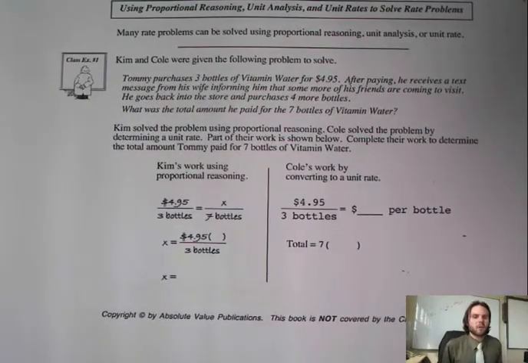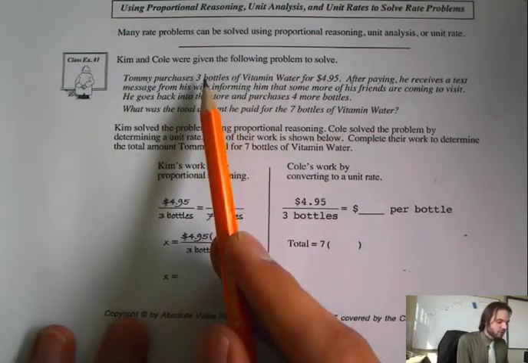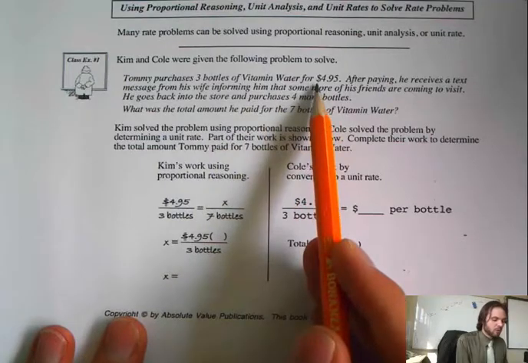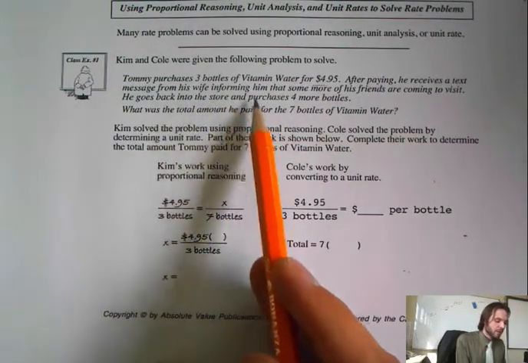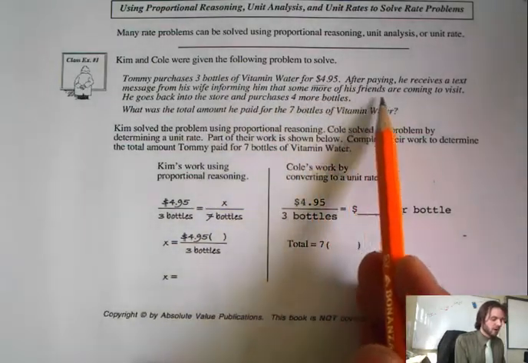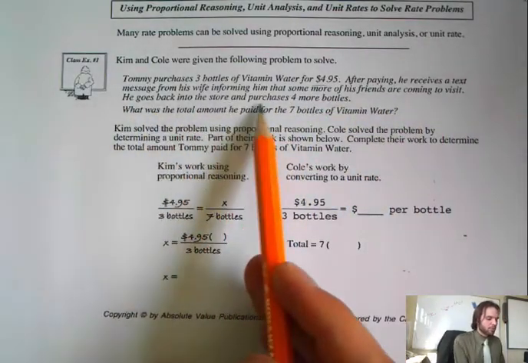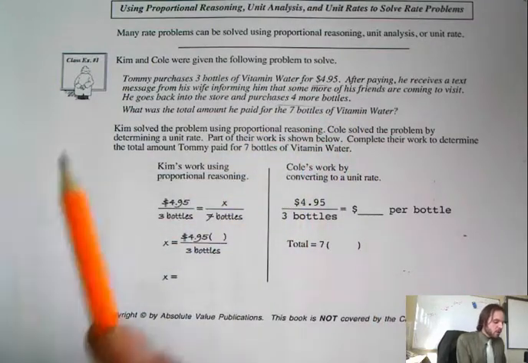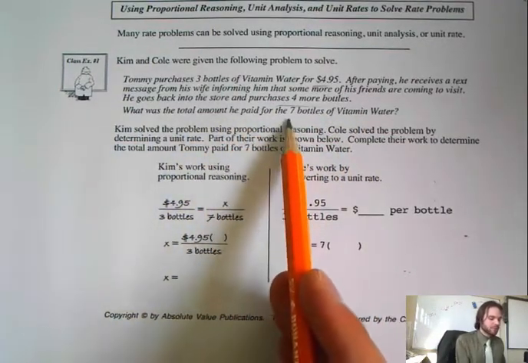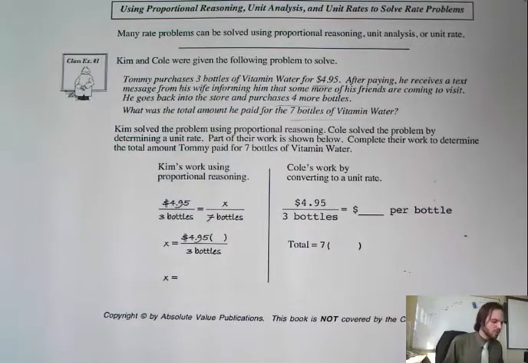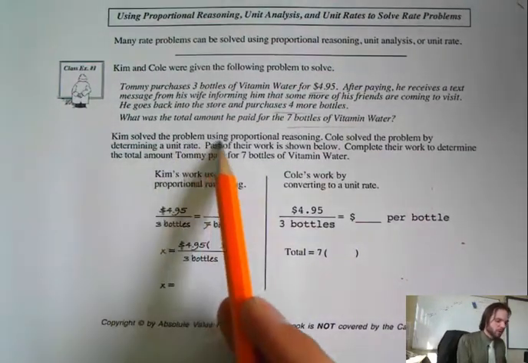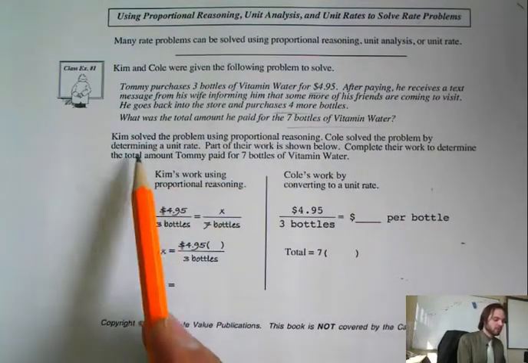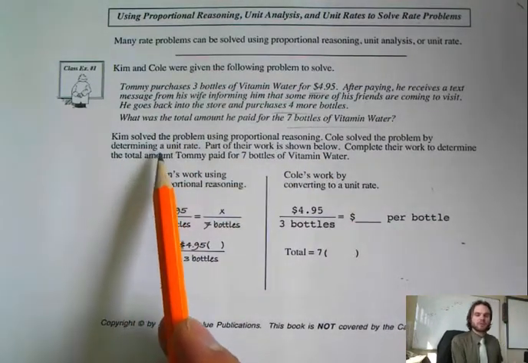Now, here we go. Let's take a look at this one here. Kim and Cole were given the following information to solve. Tommy purchases 3 bottles of vitamin water for $4.95. After paying, he receives a text message from his wife informing him that some more of his friends are coming to visit. He goes back to the store and purchases 4 more bottles. What was the total amount he paid for the 7 bottles of water? Okay, so we have 2 people that tried to work it. Kim solved the problem using proportional reasoning. Cole solved the problem by determining a unit rate.